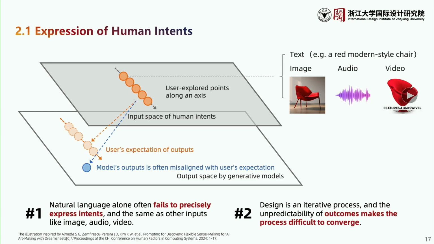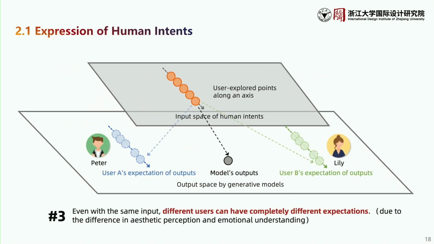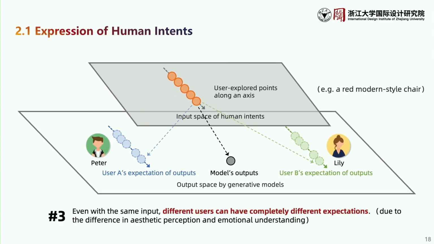If everybody has used Midjourney or ChatGPT, you can find you always spend a lot of time doing prompts. A lot of prompts. This one does not work. That one does not work. What's worse is, even with the same inputs, different users have completely different expectations. For example, a red modern style chair. What is modern style to Peter or to Lily? Maybe it's different. So how can we solve this problem?